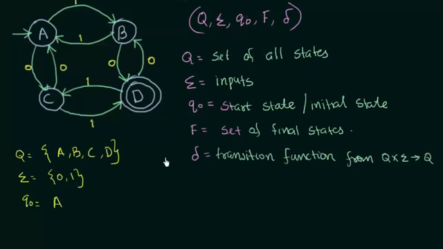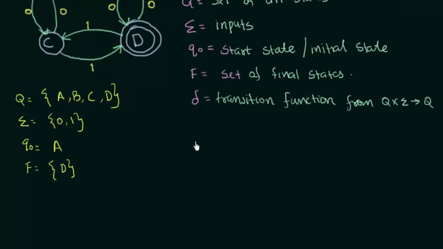And then the next one is F. F is the set of final states. What is the final state here? D. We have only one final state. Whenever you see a double circle, that represents a final state. I should probably put it in a bracket because it could be more than one, but in this example it is only one. So the set of final states is D. And then the last one, del. Del is a transition function from Q cross sigma to Q.